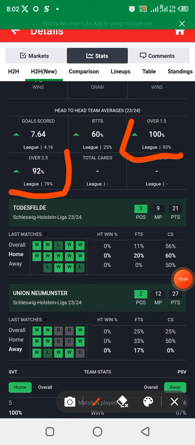So make sure that the odd suggested by the bookmakers is around 3.5 and above. That is when you are free to predict your game as over 2.5. But if they are giving you an odd suggested of 2.5, actually sometimes that is betting for you.